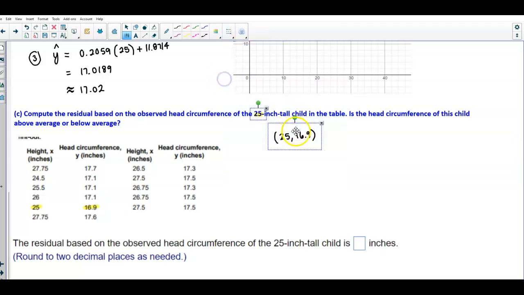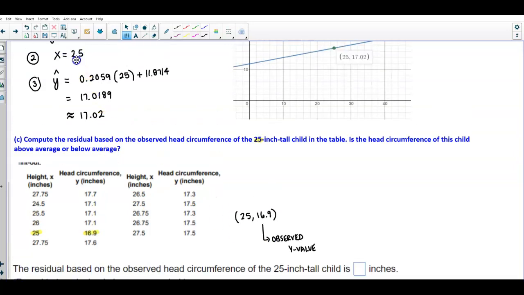Now if this is the observed y value, then we need to come back up here and look at what the predicted one was. When x was 25, we got a predicted value of 17.02, and this represents the predicted y value.